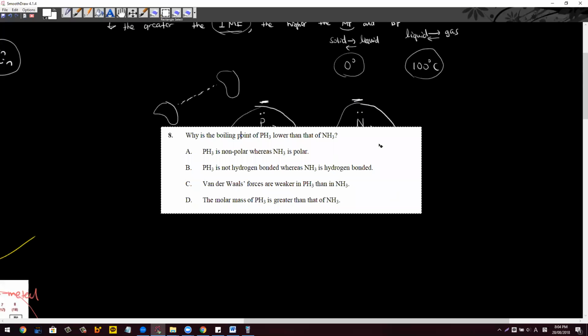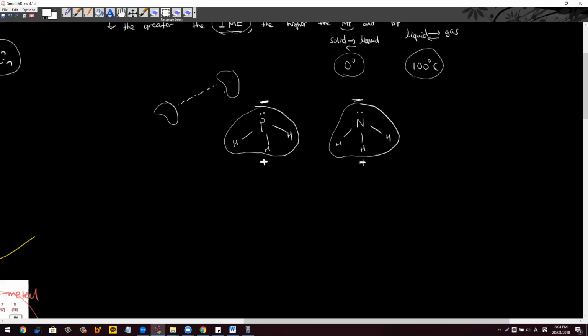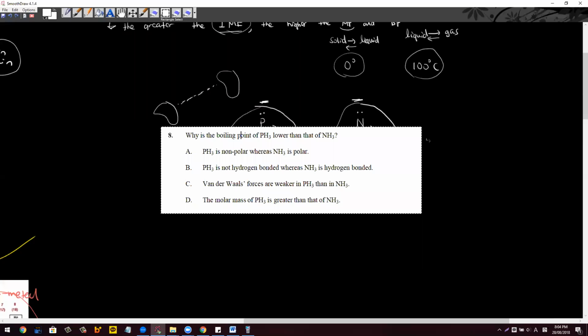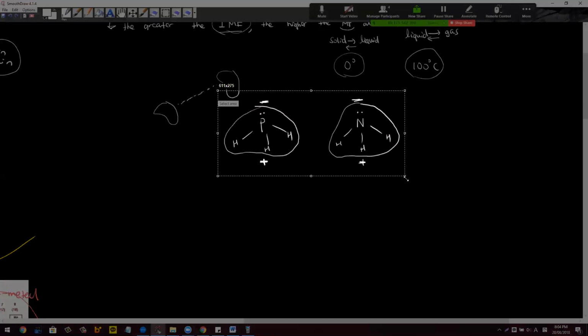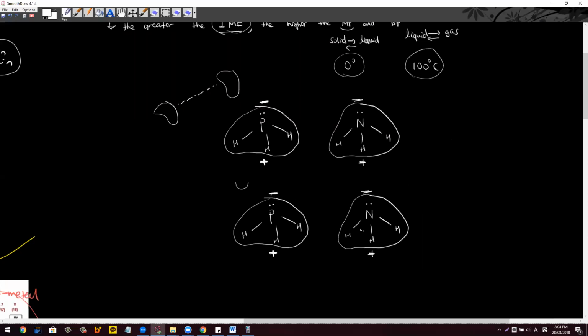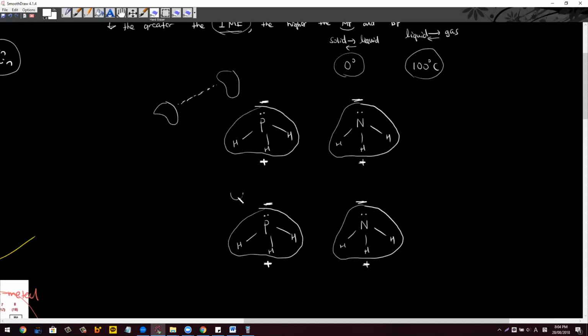Oops. Hold on, I cannot copy this one. Maybe I'll do it this way. If I have another one like that, there will be some intermolecular force between these two and between these two, right? So if these two are in a separate container.